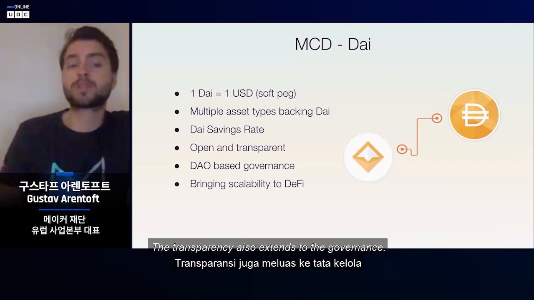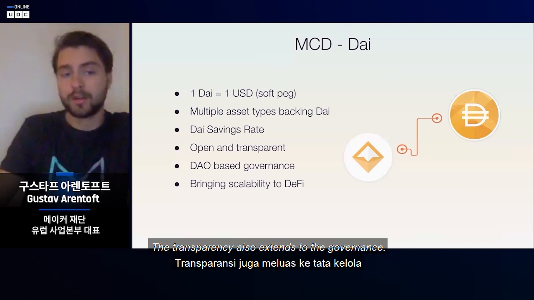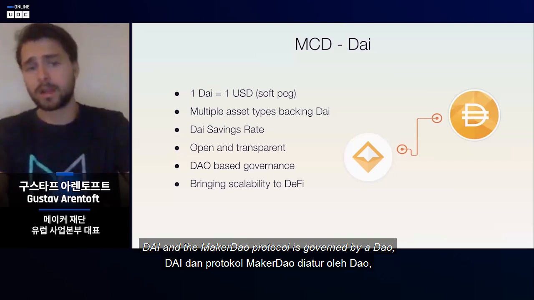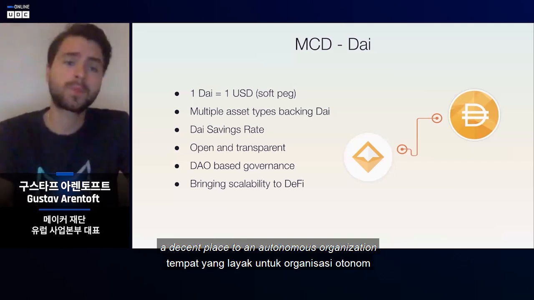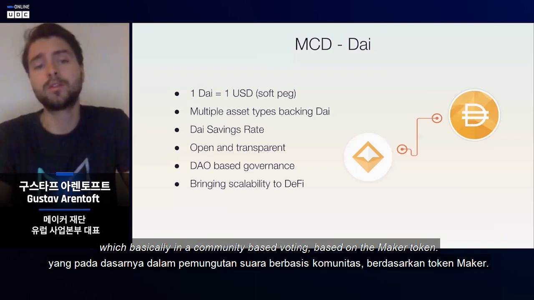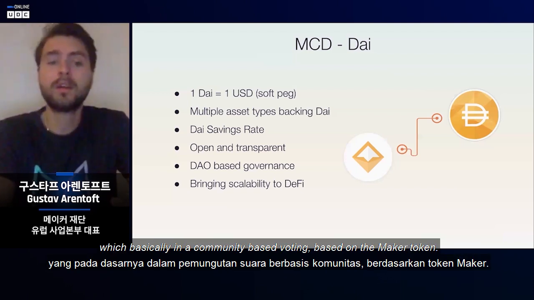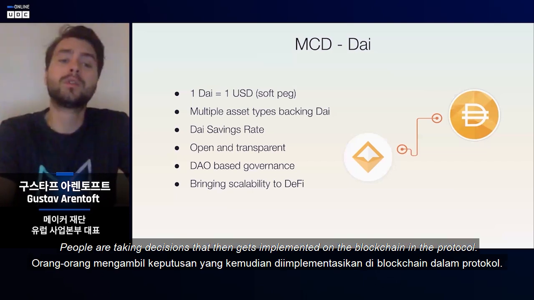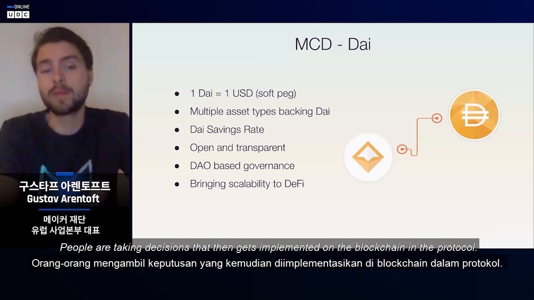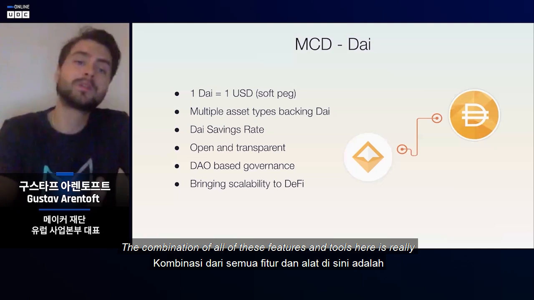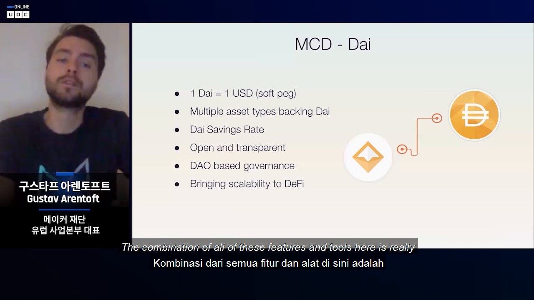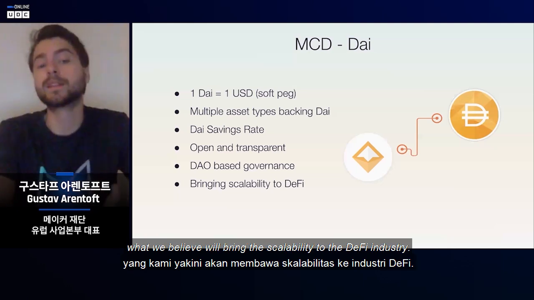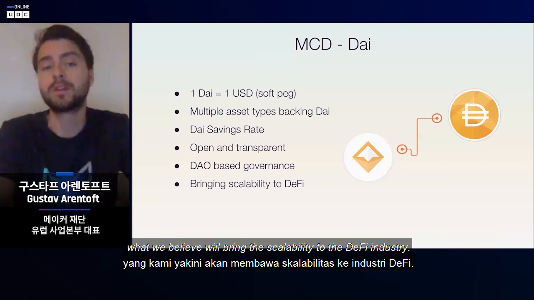And the transparency also extends to the governance. So DAI and the MakerDAO protocol is governed by a DAO, a decentralized autonomous organization. Which basically, in a community-based voting, based on the Maker token, people are taking decisions that then gets implemented on the blockchain in the protocol. And the combination of all of these features and tools here is really what we believe will bring the scalability to the DeFi industry.